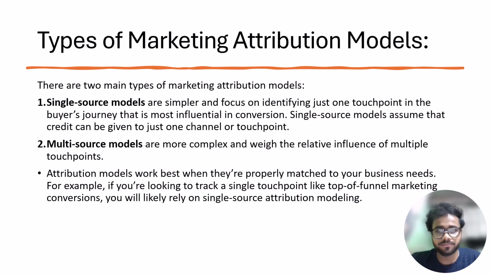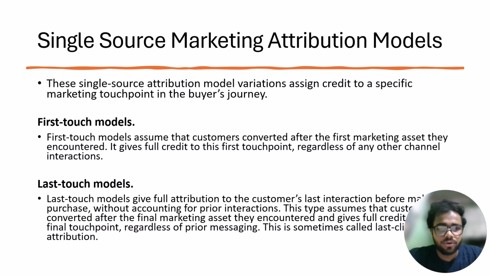Let's jump into that. As I told you, single source marketing is the simplest way to assign credit to a specific marketing touch point in the entire buyer's journey. It gives 100% credit to one touch point, which may be the first touch point or the last touch point. So single source marketing attribution has two types: first touch models and last touch models. In the first touch model, they assume that customers converted after the first marketing asset they encountered. It gives full credit to the first touch point regardless of any other channel interaction.